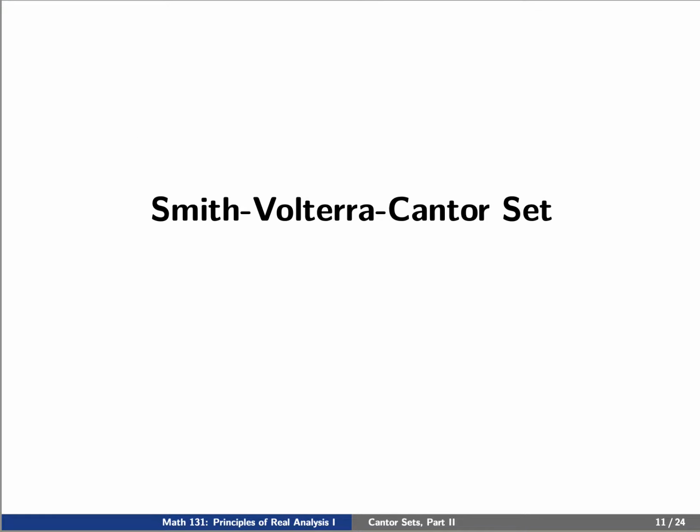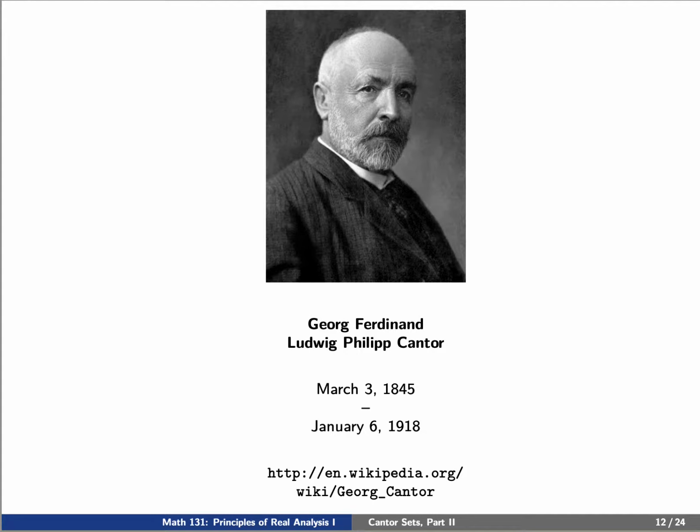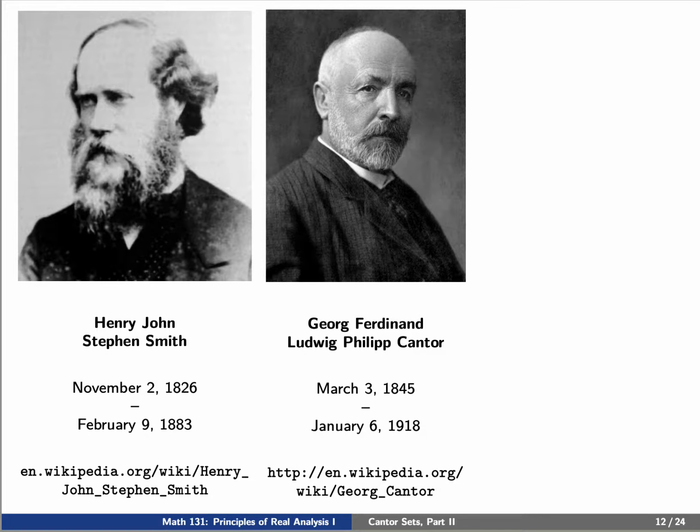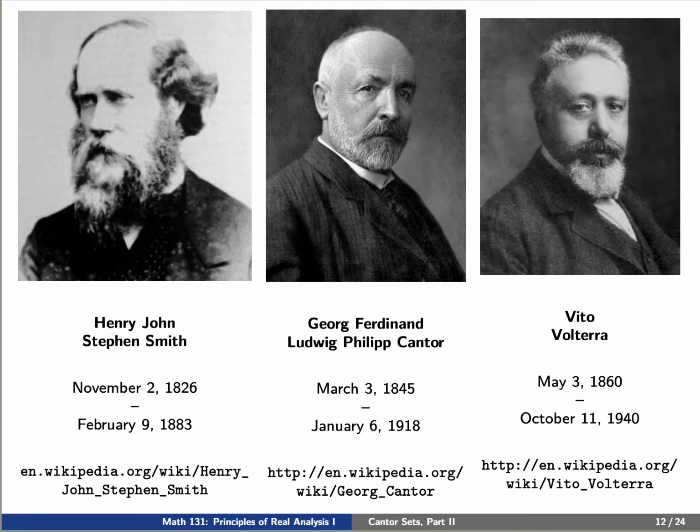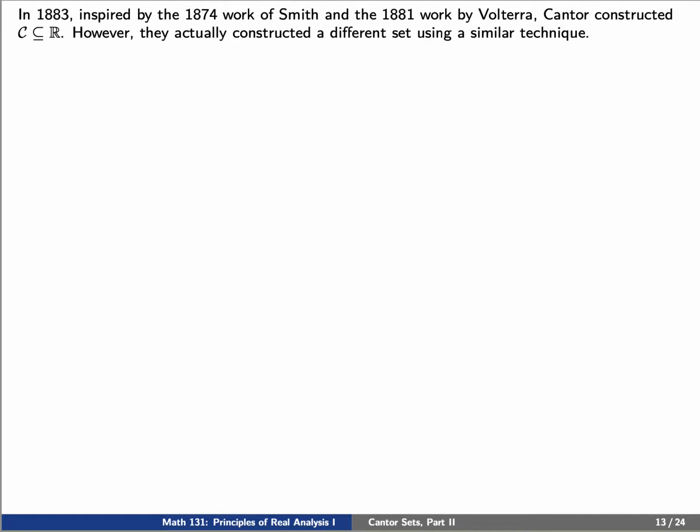Today we're going to discuss some generalizations, and we want to start by discussing the Smith-Volterra Cantor set. In all of this, recall that the German mathematician Georg Cantor was very interested in the ideas of set theory. He was actually building on the ideas of the English mathematician Henry John Smith and the Italian mathematician Vito Volterra. Cantor was working on all of this in 1883, although Smith had some ideas before in 1874 and Volterra soon after in 1881. Actually, the three of them considered a different set from the one we introduced before.